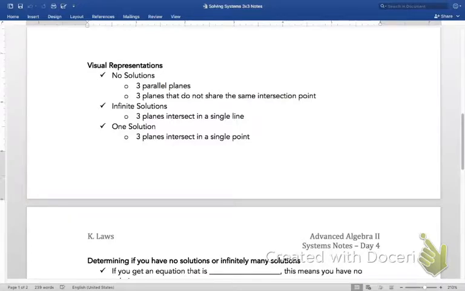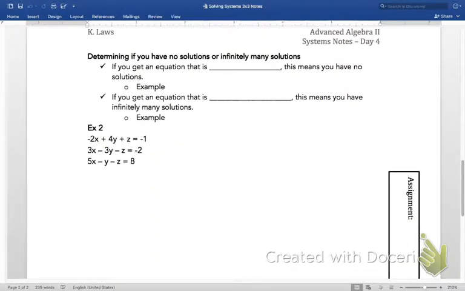Okay? So it's still going to work out to be the same thing. If it's no solution, then you get an equation that is basically not true. So if you get an equation that is not true, it's going to be like 0 equals 6, 2 equals negative 4. If you get an equation that is true, so if you get something like 0 equal to 0, 2 equal to 2, then you're going to have infinitely many solutions.